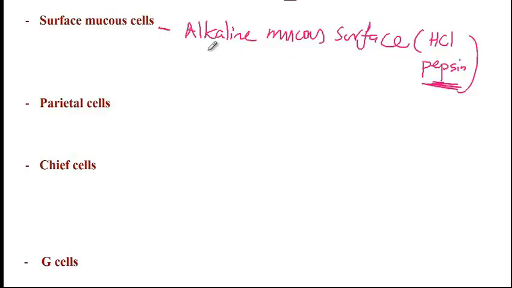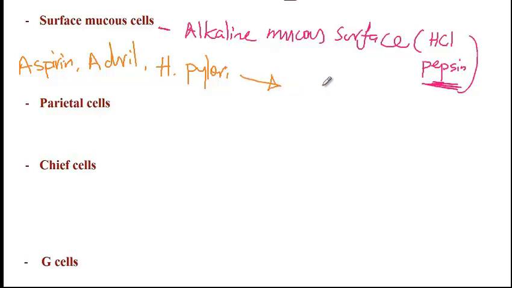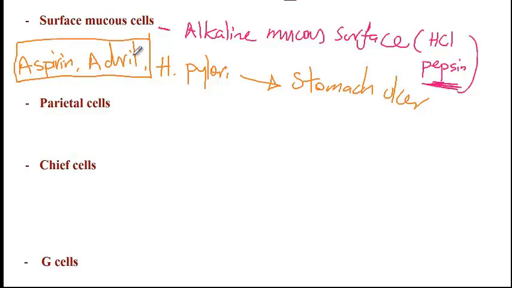Now there are conditions that can destroy this alkaline mucus surface, and these include, for instance, aspirin or Advil, the other name for which is ibuprofen. These can destroy the surface mucus layer. An infection with Helicobacter pylori can also destroy the mucus barrier, as a consequence of which these patients are at increased risk of stomach ulcer. Indeed, if you go over some of the adverse effects of taking aspirin or ibuprofen, you will see that stomach ulcer is way high on the list.